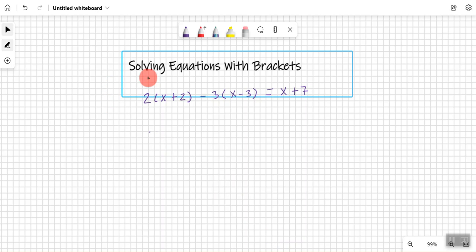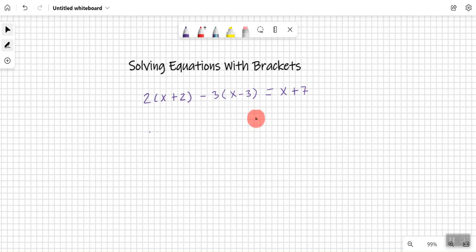So, solving equations with brackets. If we have a look at this equation here, we know it's an equation because we have this equal sign. And remember, whatever's on the left hand side balances whatever's on the right hand side. That's why it's equal. But notice in this particular equation we have two sets of brackets. So what we need to be comfortable with is removing the brackets and then solving for x.